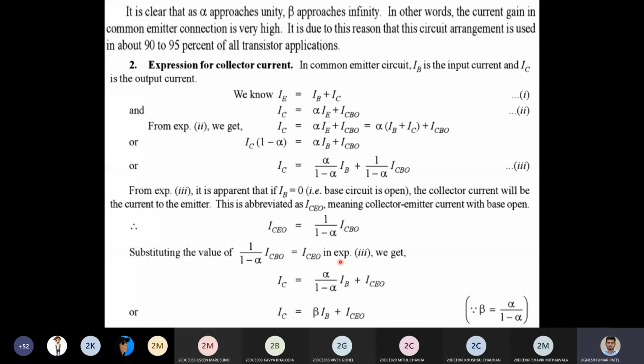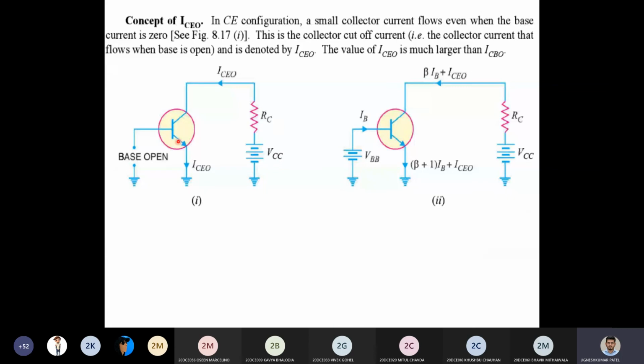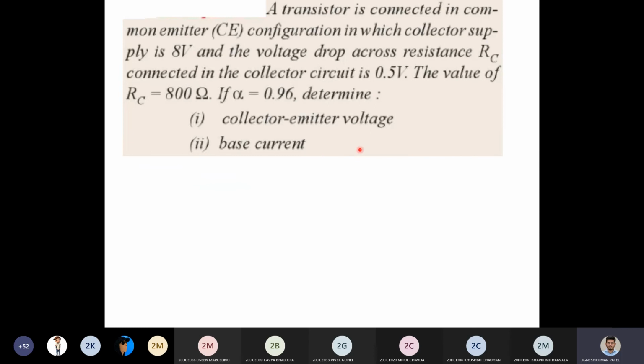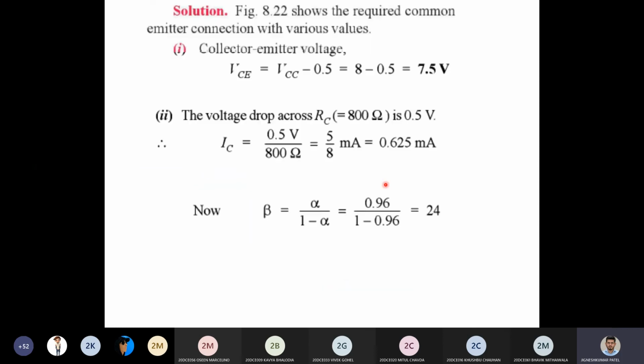Now substituting this value in expression 3, what I'll get is IC. Alpha upon 1 minus alpha is actually beta, we know that. So IC is equal to beta IB plus ICEO. That's the relation between your IC and IB. This is the base open case, and these are the currents that flow: beta IB plus ICEO here, and beta plus 1 into IB plus ICEO here, and this is my IB. This is an example, you can do it yourself.